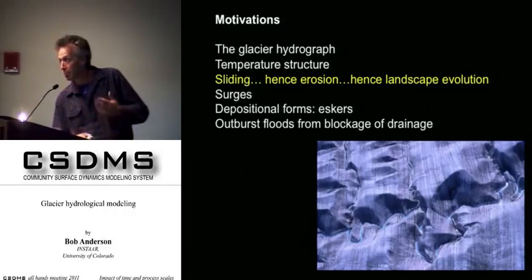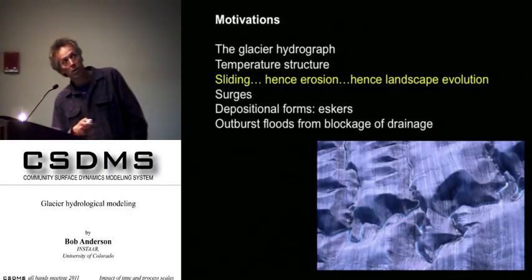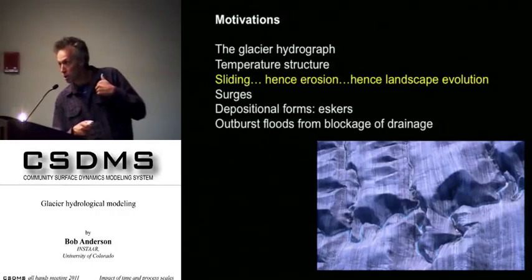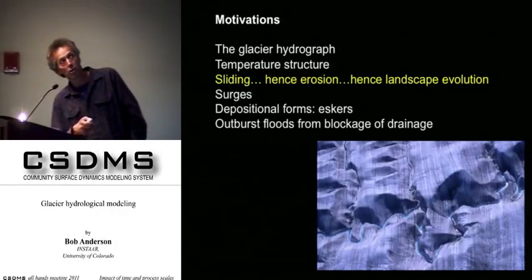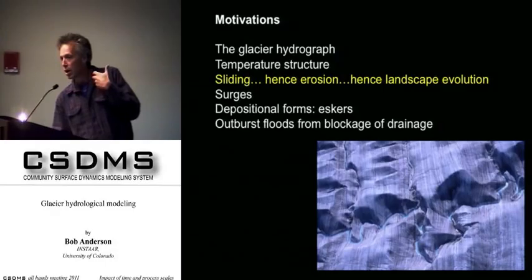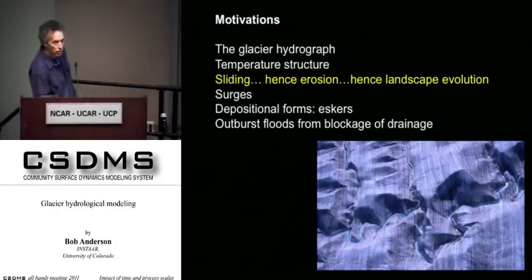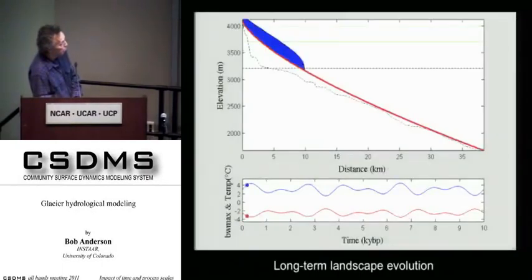I'm going to focus on sliding because I'm a geomorphologist interested in long time scale evolution of mountain ranges in the face of glacial and interglacial variations. And as I've said, we're going to use sliding as a proxy for telling us something about how the hydrologic system is working. One might be interested in the surges of glaciers as well, which are definitely associated with blocking of the hydrologic system of the glacier for a while and then release of that water. Anyone interested in eskers is worrying about how water moves at the base of the glacier. In addition, outburst floods, which can ride atop the annual glacial hydrology, you need to know about how the hydrologic system evolves.